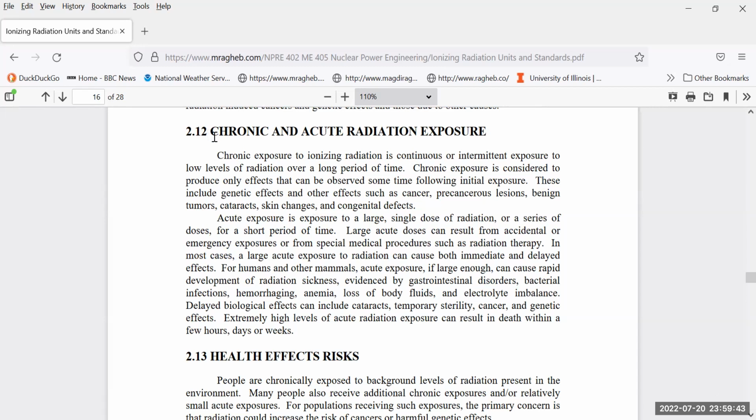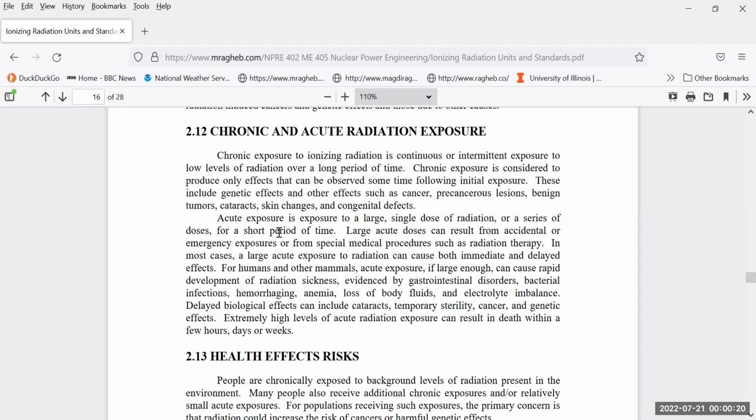Two forms of radiation exposure exist. Chronic exposure is continuous, and it can cause effects such as cancer, precancerous lesions, benign tumors, cataracts in the eyes, skin changes, and congenital defects. Chronic exposure is over a long period of time. Maybe somebody living in a mountainous area that has granite rock, and the granite, as we know, contains sources of thorium and uranium and their daughter products.